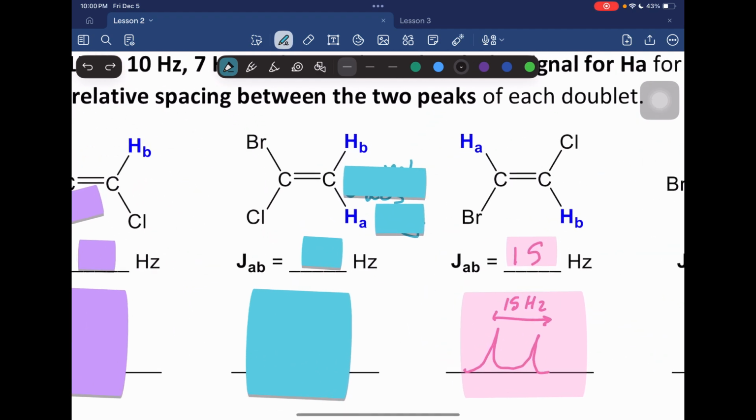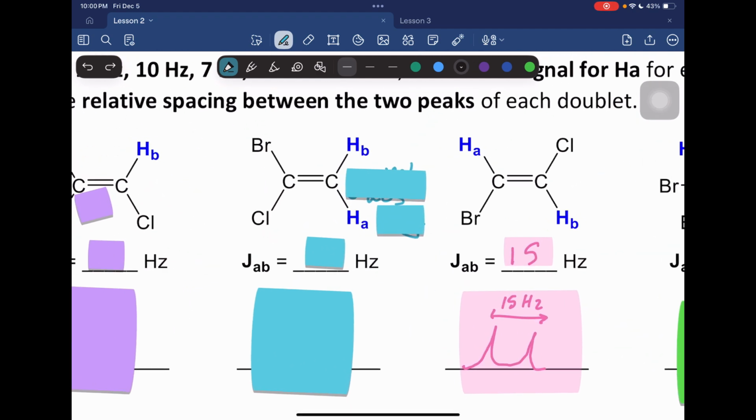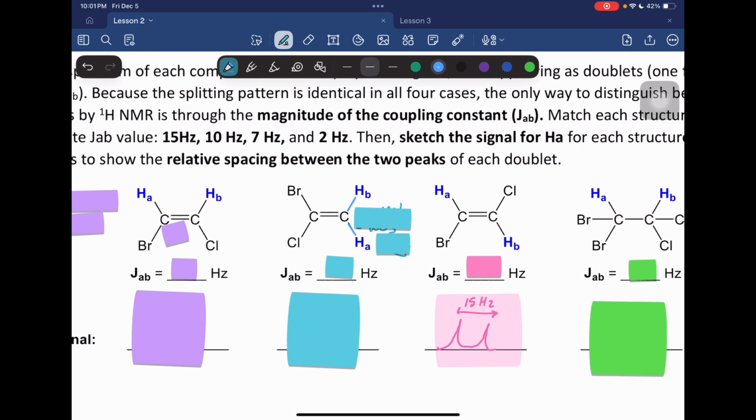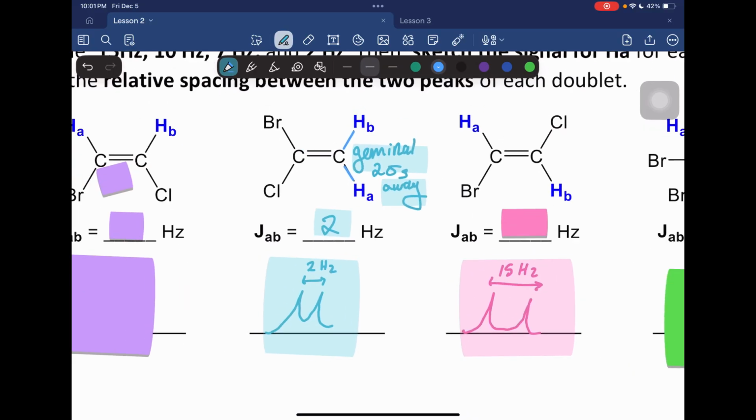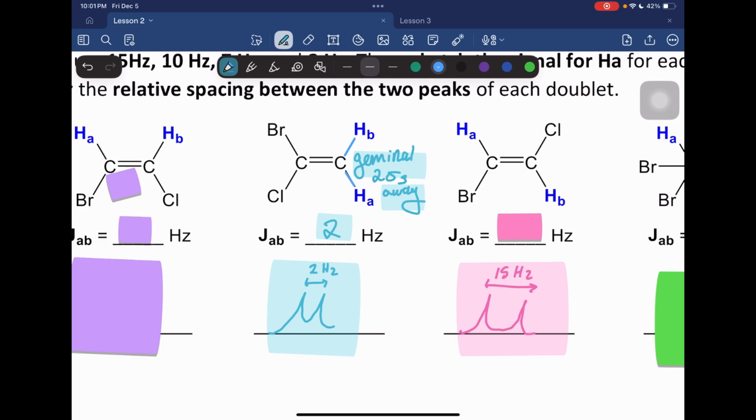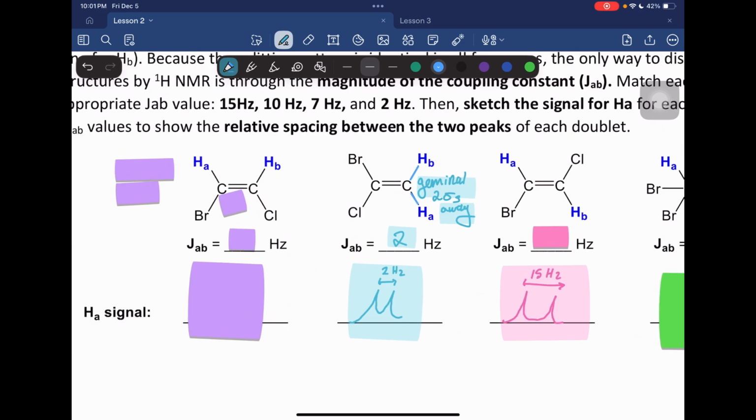So let's start from this one. Do you remember our vicinal and geminals? Well, this is a geminal, okay? It is right across from one another. There's a difference of 2 sigma bonds, and that's not a long distance. That's very short. So we know that this is going to be our shortest one, which is 2 Hz. So geminal, 2 sigma bonds away, 2 Hz, and so our signal looks like that. It's 2 Hz away.